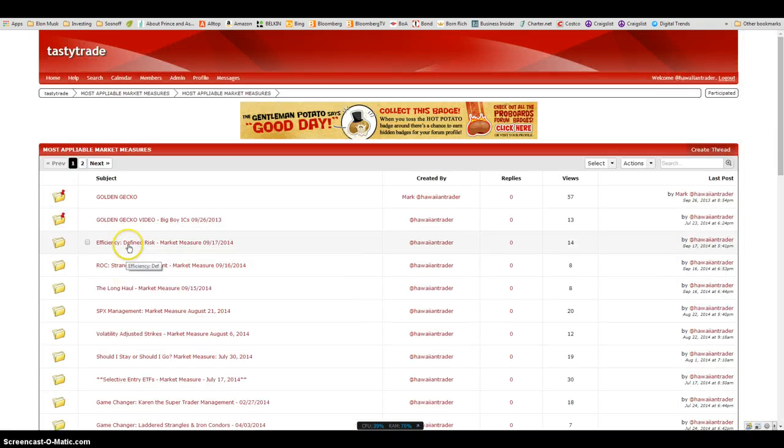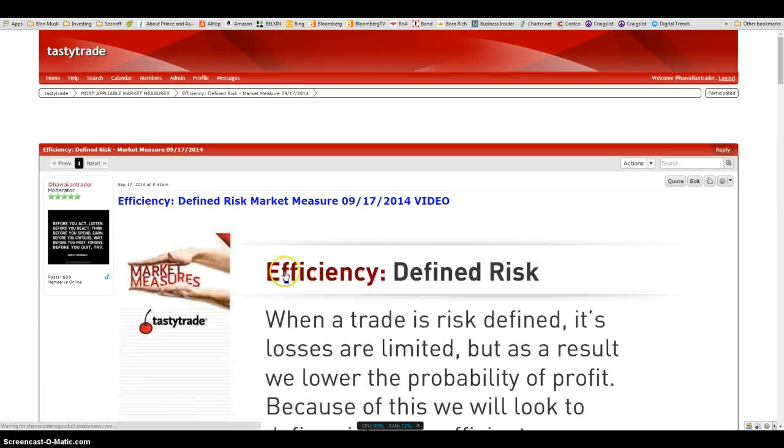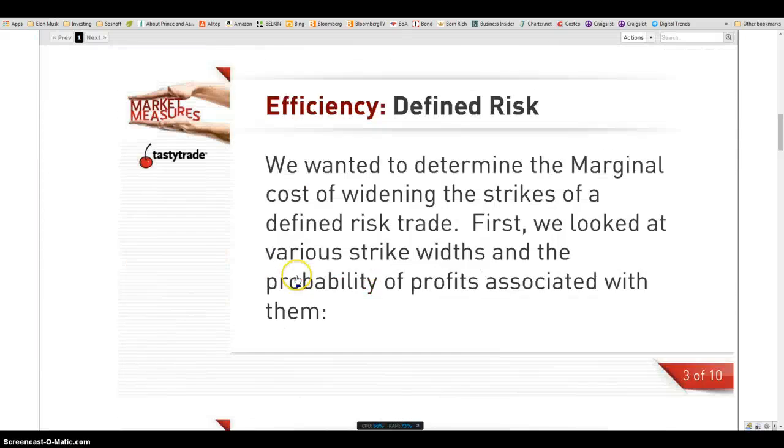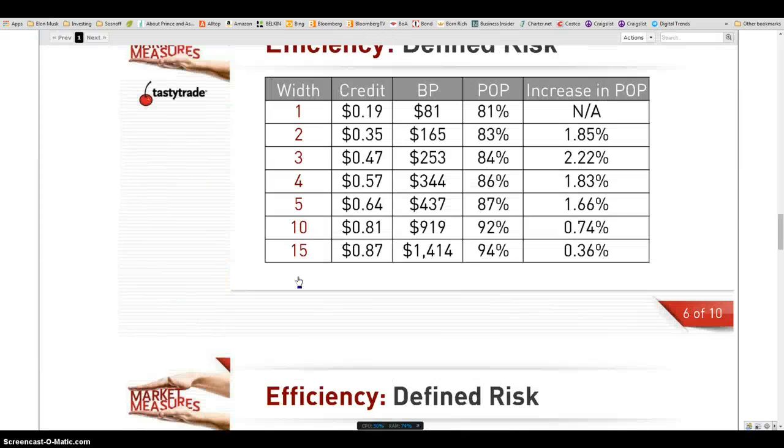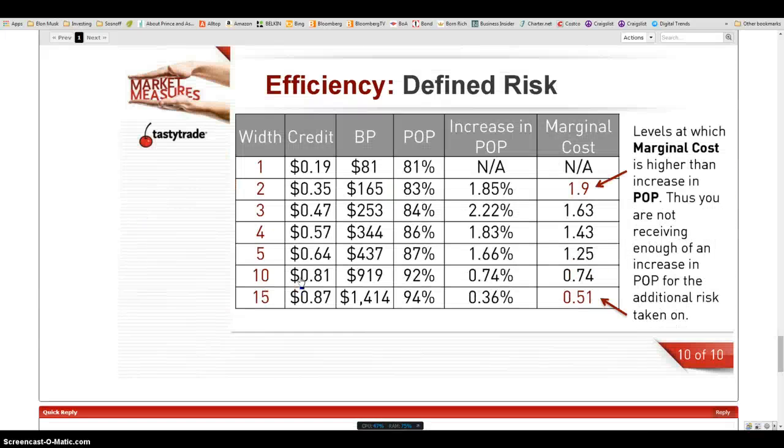It should be here, efficiency defined risk. This is the one. If you click on this, it'll show you why about 5, this chart right here. The reason why is the width of 5 apart, because marginal cost is not higher than your increase in probability of profit. So that's why 5 strikes have been shown to be very efficient when doing these defined risks, and you still get a great return on capital.